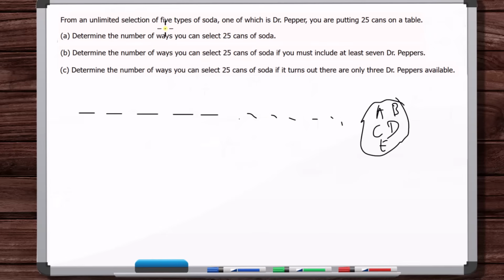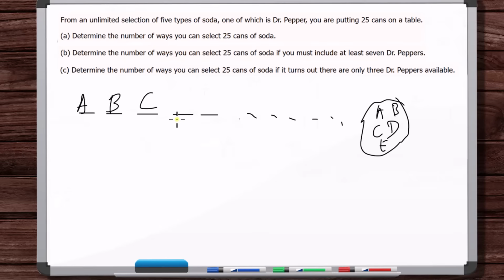But you could pick all 25 Dr. Peppers, or all A's if you want, right? So what's the number of ways you can select the 25 cans? Okay, but the next question is, does order matter? And no, it doesn't. The only way order would matter would be if we chose a Dr. Pepper here, a Sprite here, a Coke here, but all we're doing is saying, okay, how many Sprites did we choose? How many Dr.